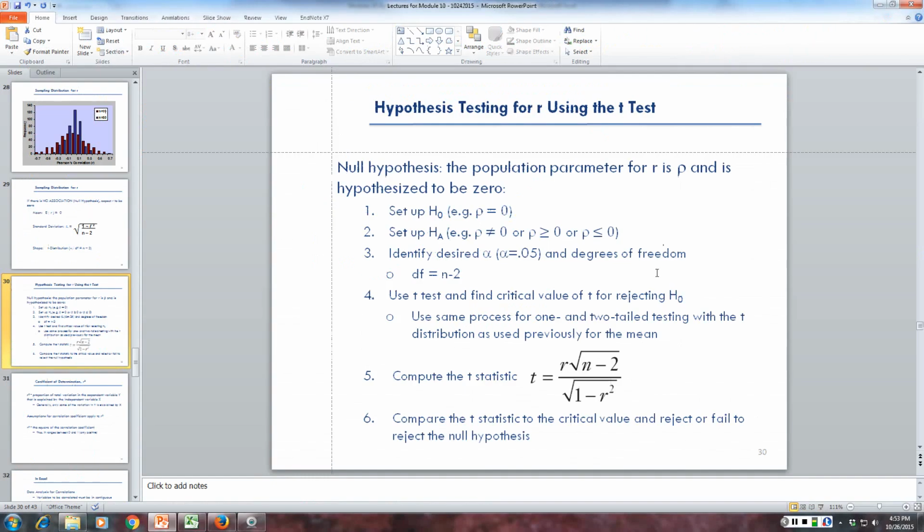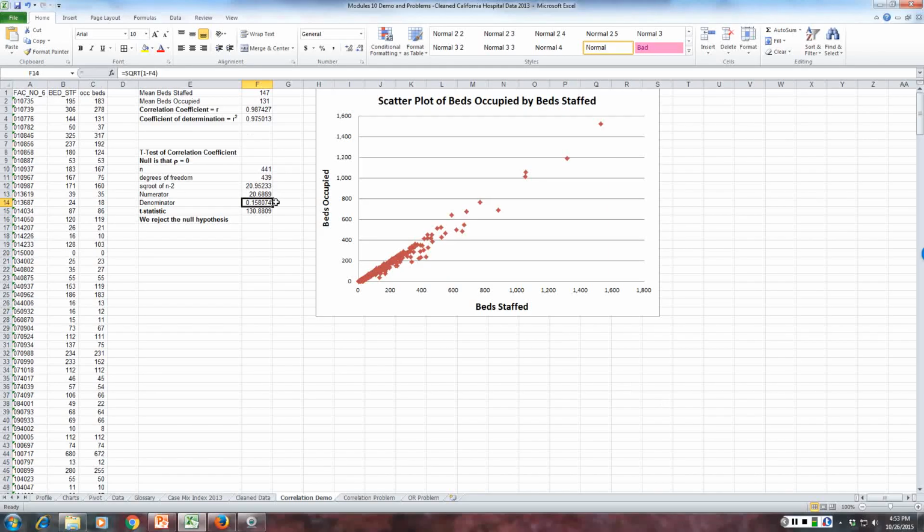The denominator, if you remember, is the square root of 1 minus r squared. So we got r squared here, 1 minus r squared, we can put it within this square root function. Here I'm doing 1 minus cell F4, which is where my r squared statistic is. I'm taking the square root of that, and that gives me the denominator of the formula. So the t-statistic then is that numerator divided by the denominator.